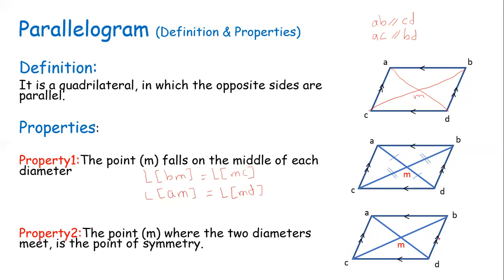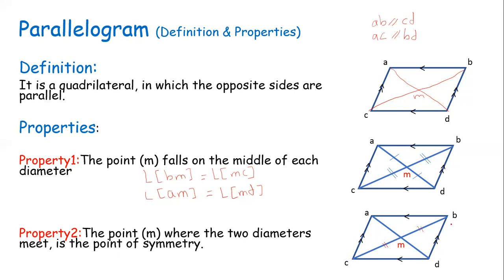This means that for every point of the parallelogram, we can find a point on the same parallelogram that falls at the same distance from M, but in the opposite direction. For example, for the point B, if we draw a line that connects the point B with M, and if we extend it with the same length, we will reach a point C that falls at the same distance from M. Here we have the length of CM equals the length of MB. However, it falls in the opposite direction of M.